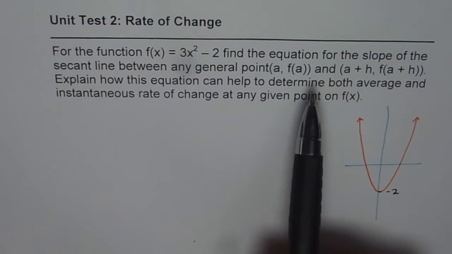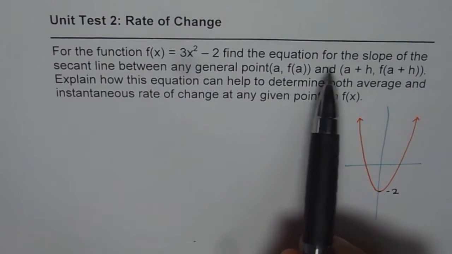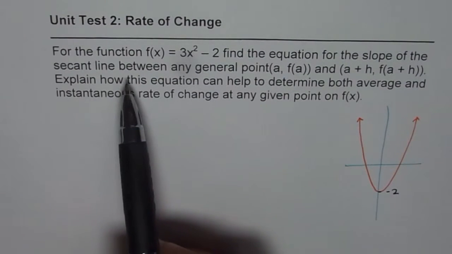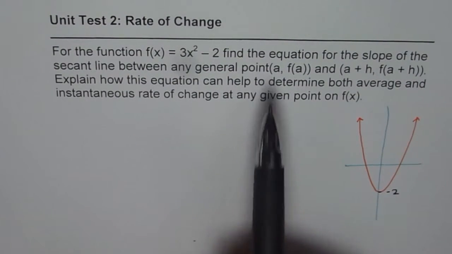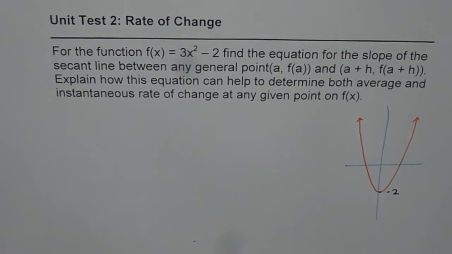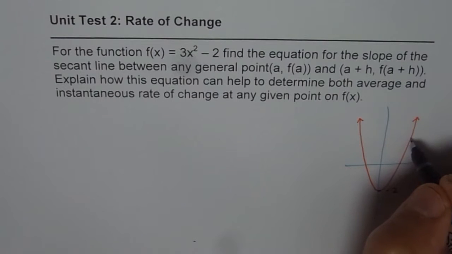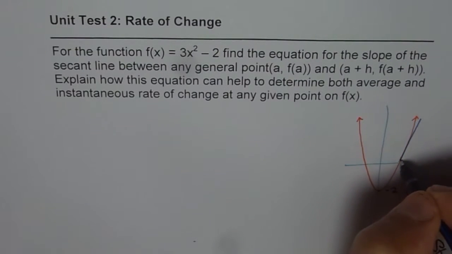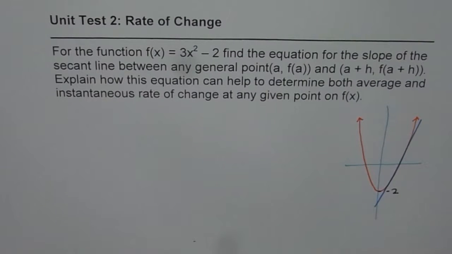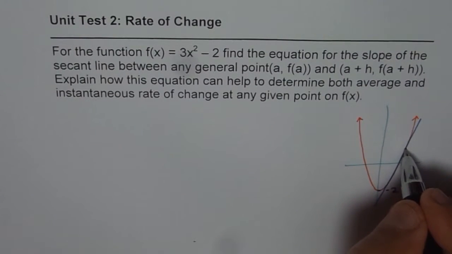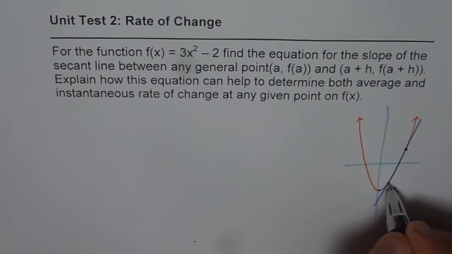Now we need to find the equation for the slope of a secant line between any general points, right? That is to say, if I have a secant line joining any 2 points, let me just join one line. Okay. Now it seems that the 2 points which I am looking for are this and this, correct?